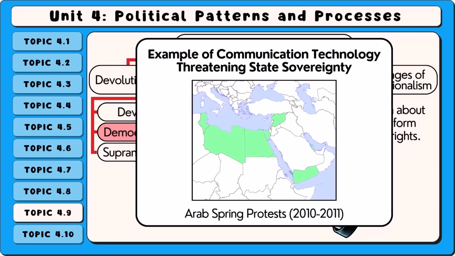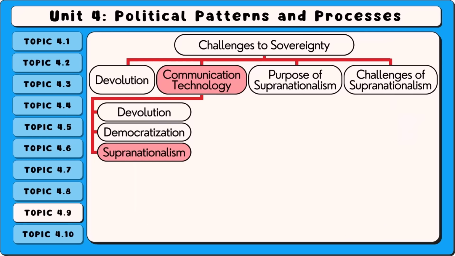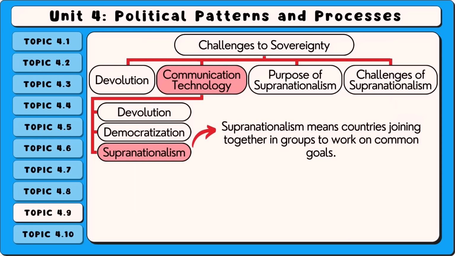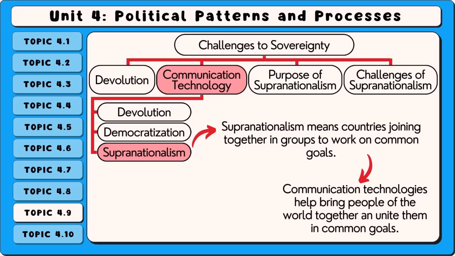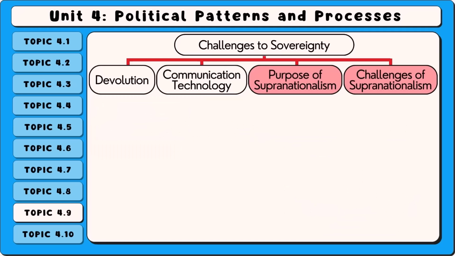This brought about the end of the state sovereignty of nations like Libya, which brought down their dictator Muammar Gaddafi. The third potential impact of communication technology is supranationalism. Supranationalism means countries joining together in groups to work on common goals. Communication technologies facilitate this process because they connect citizens of the world together and help them to unite in common goals. For the rest of this lesson, we'll dig into this concept of supranationalism, both its purpose and challenges.